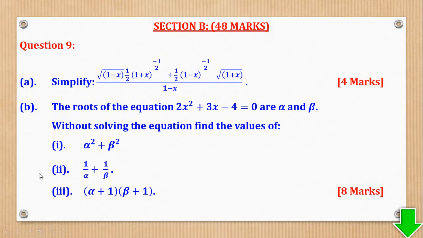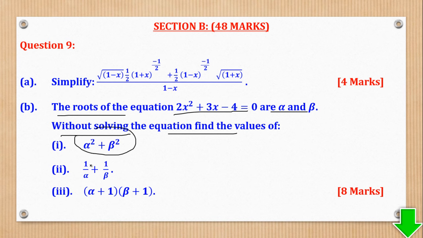Part B, it says the roots of the equation, this are this and that. Without solving the equation, find the values of alpha squared plus beta squared, 1 over alpha plus 1 over beta, alpha plus 1 times beta plus 1.